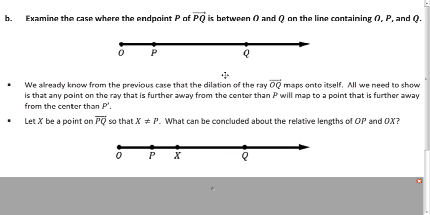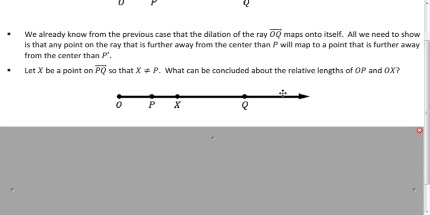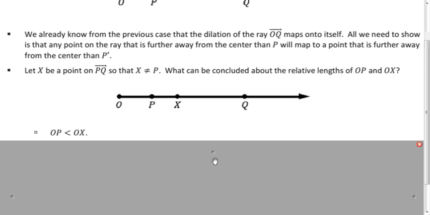Okay, what if we have endpoints P between the center of dilation and Q? Well, we just want to show that any of the points that are not in between O and P and not equal to them get pushed further away from the center than P does. So does X get mapped to X prime so that X prime is further away from the center than P prime is? Well, let's see if that holds true.